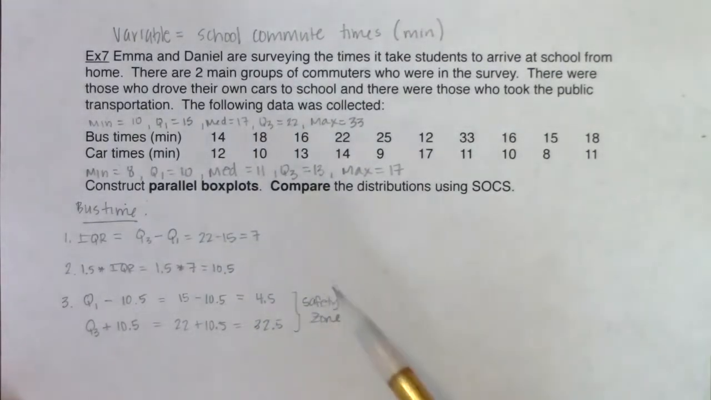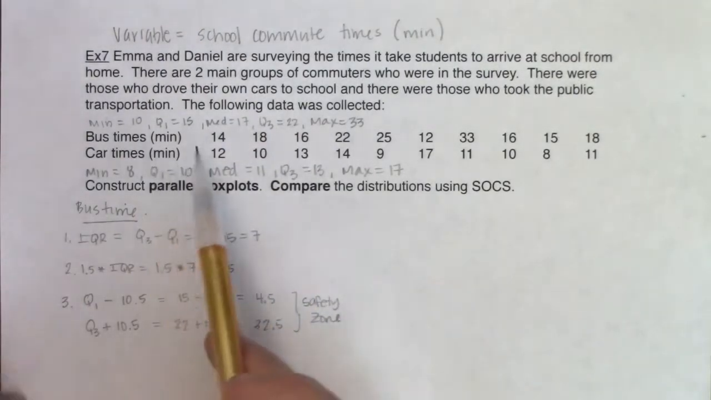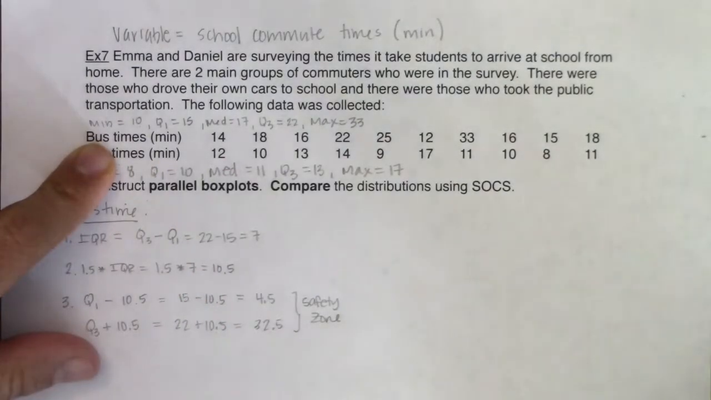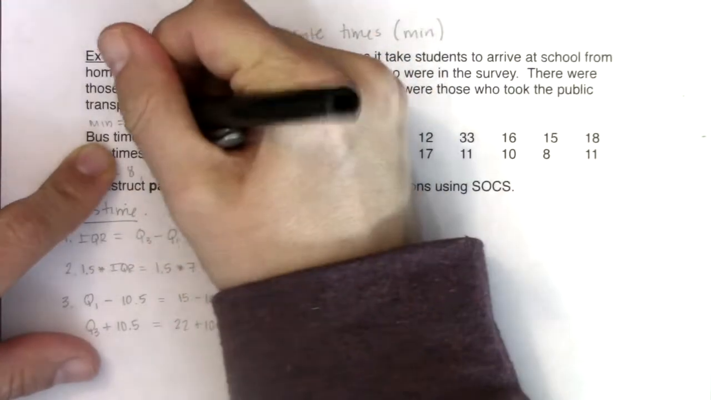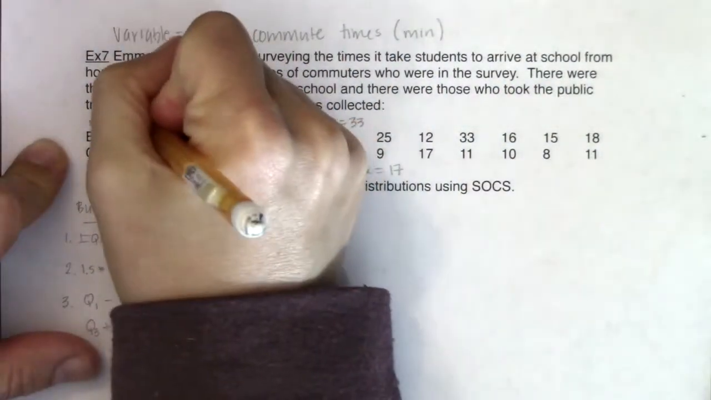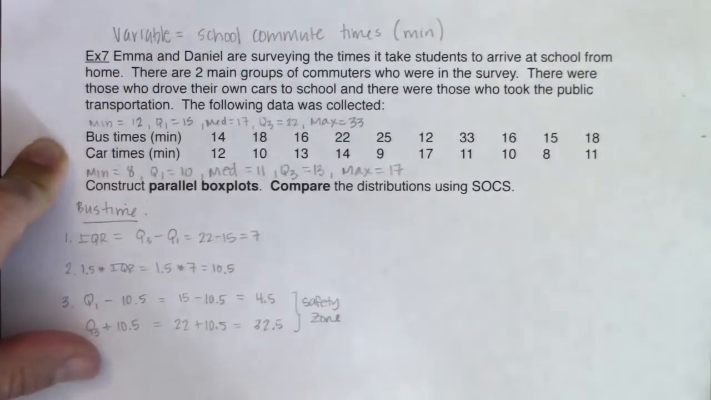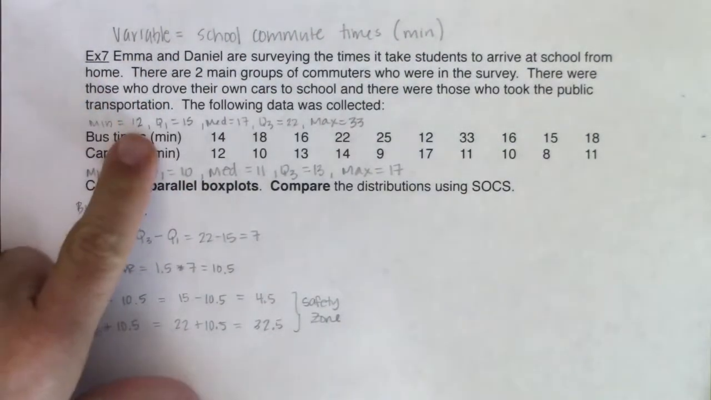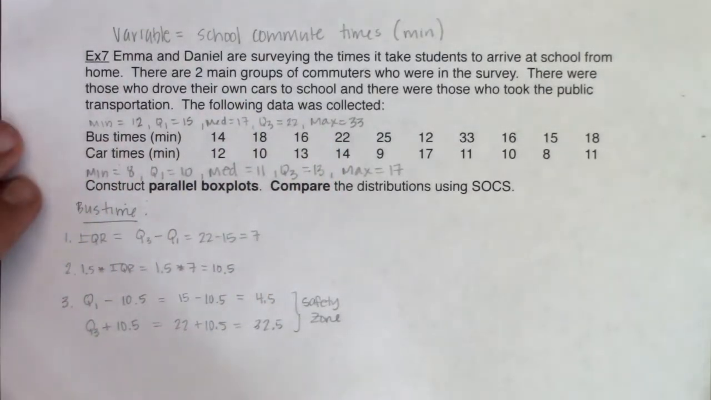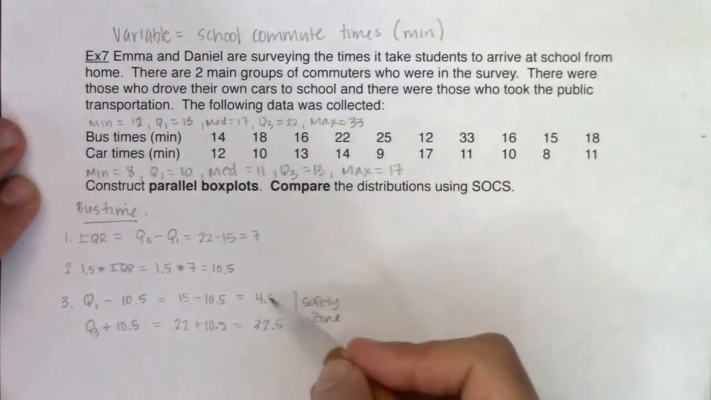So to determine if there are outliers, I'm going to use the max and min to start. So it looks like the minimum bus time was 10 minutes. Actually, I don't think that was true. I think the minimum bus time was 12 minutes. I think I copied that down wrong from my calculator. All right, so the minimum was actually 12. Let me just check. 12, 15, 17, 22, 33. Okay, so that was a typo I made. All right, so the minimum was 12 minutes.